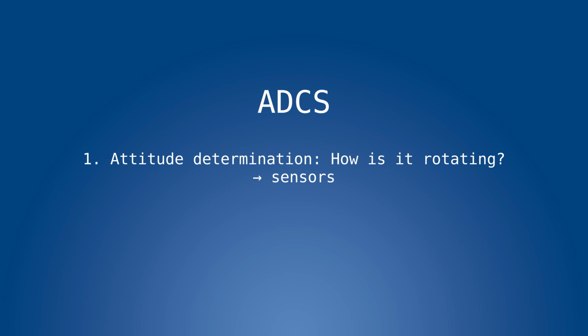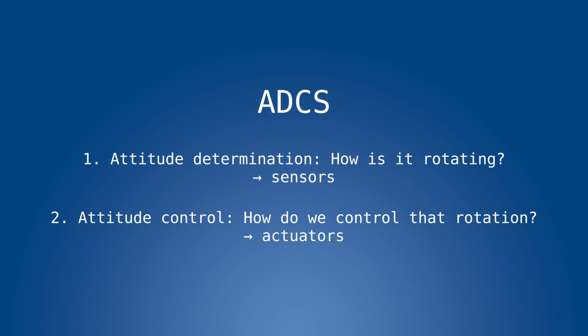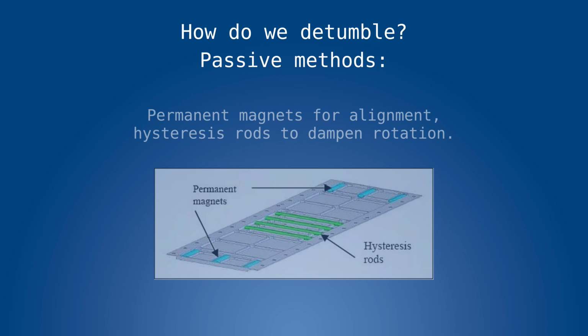As the term ADCS implies, this splits into two fundamentally different problems. First, attitude determination, so figuring out how the satellite is oriented and how it's rotating. And second, attitude control, which means actually changing that orientation in a controlled way. The first task after separation is to stop the CubeSat from tumbling around.